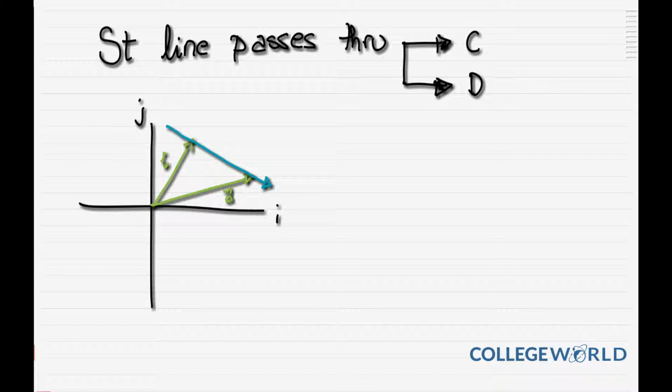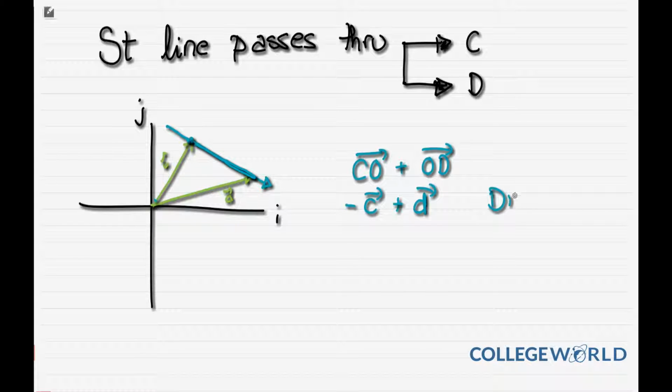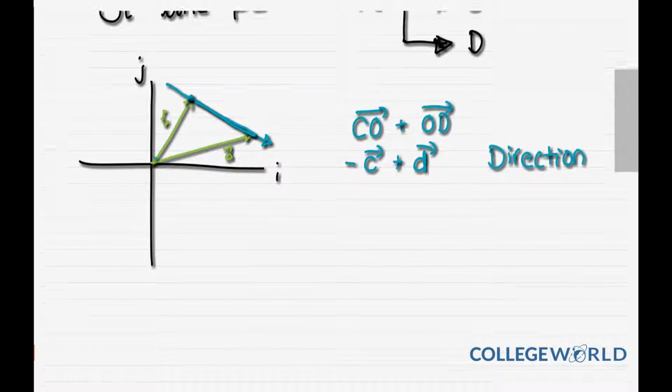Now, what does this tell us? It tells us that you're going to go from here to there. The direction of your vector is from here to there, and in order to do that you want to go from C, so it's CO plus OD. In other words, it is minus C plus D. That is the direction.